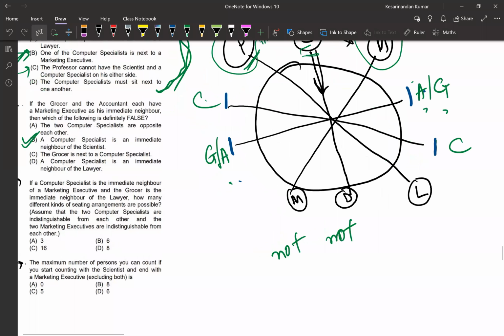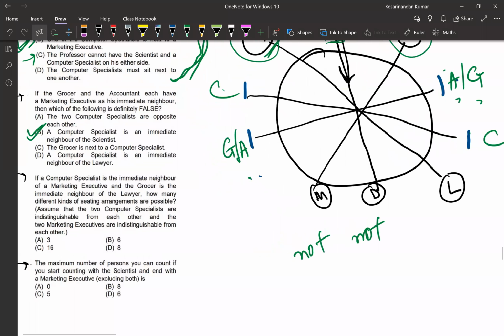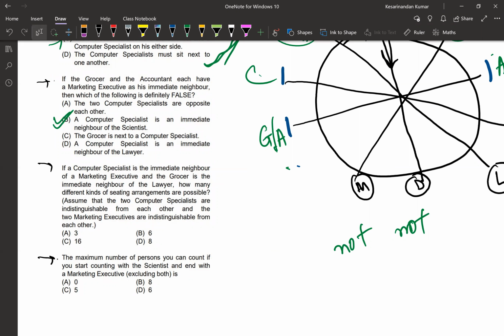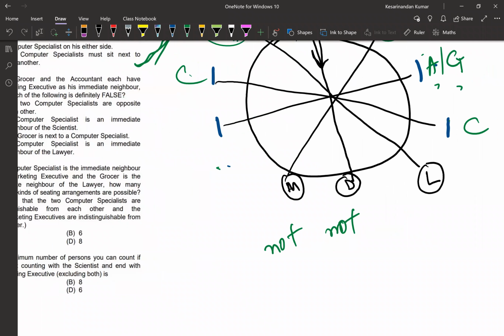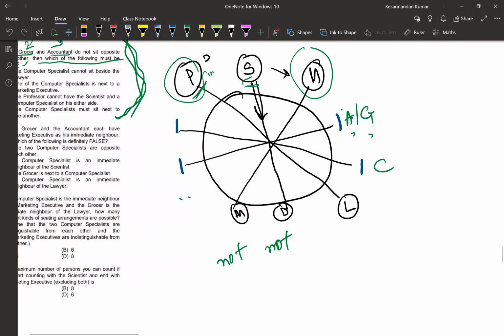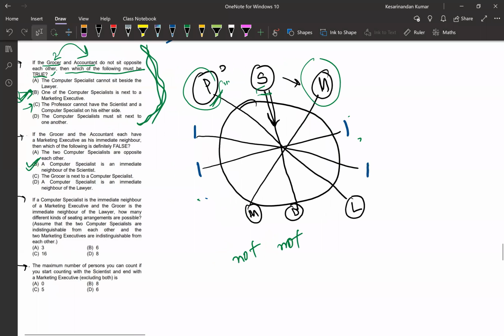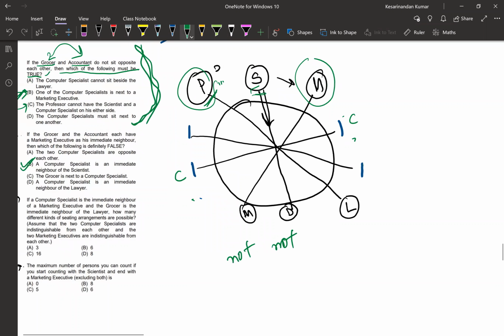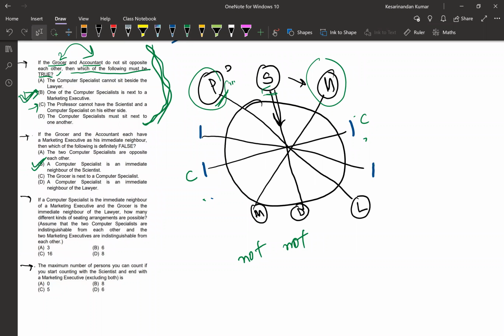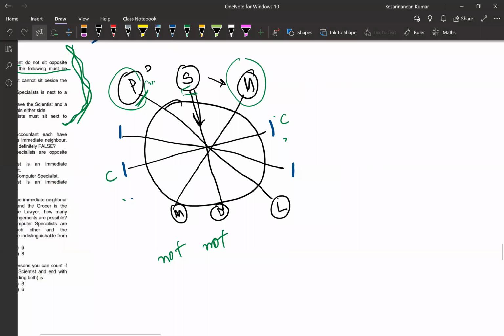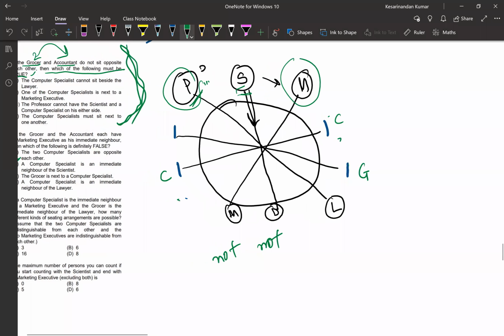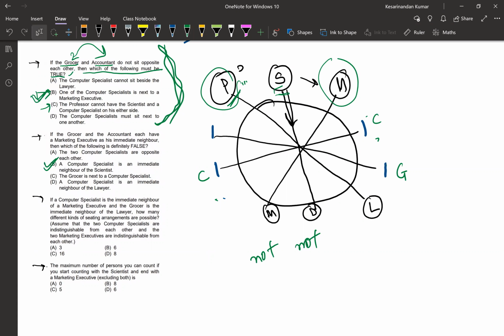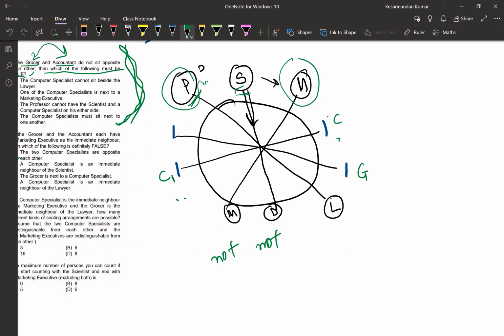If a computer specialist is the immediate neighbor of a marketing executive, so the computer specialist, let's erase the parts which are not permanent. So if the computer specialist is an immediate neighbor of marketing, the computer specialist can be here or here, anywhere for now. And the grocer is an immediate neighbor of the lawyer. Grocer is here. Then how many different kinds of sitting arrangements are possible? This is C1 or C1. We do not have C2 for now.